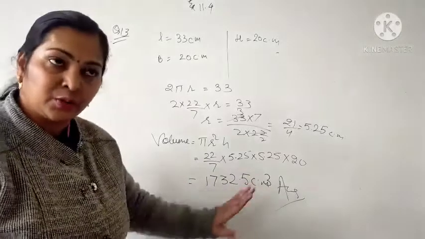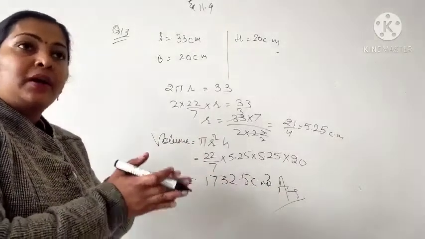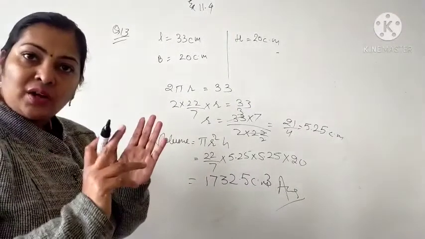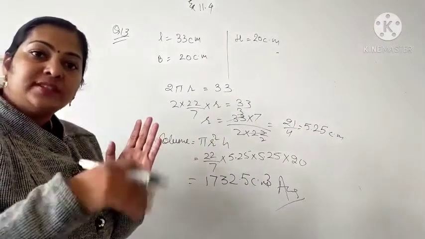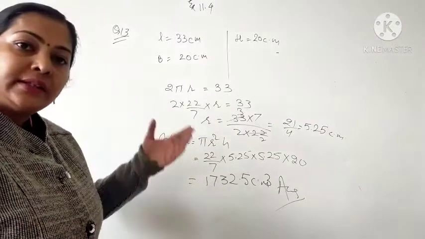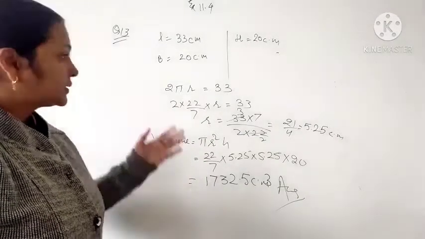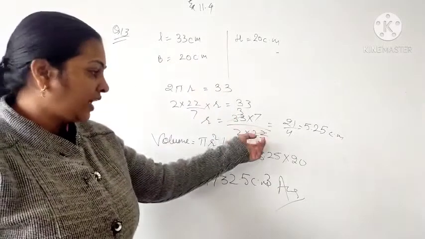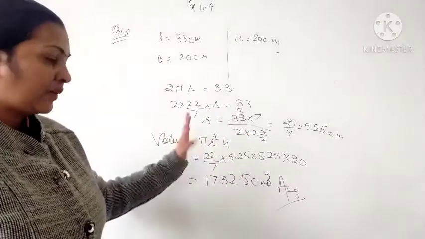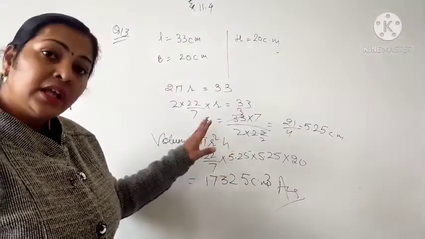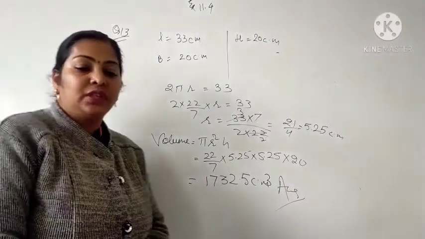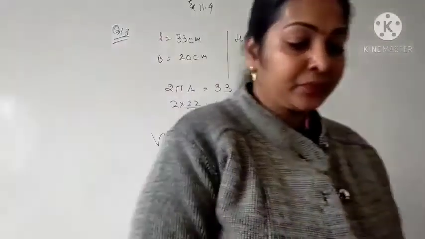So always remember that whenever a rectangular sheet is rolled into a cylinder, one side will become the height, the other side will become the circumference. And using the circumference, you can find the radius and then substitute the value of radius and height in the formula of volume. Then you can find the volume of the given figure.